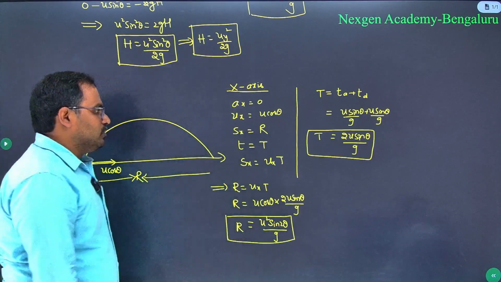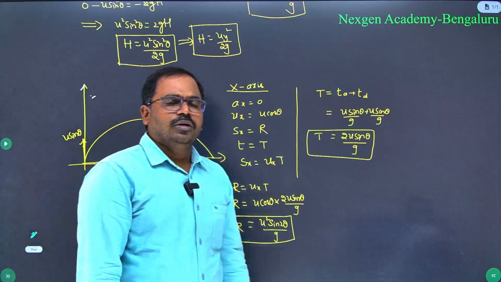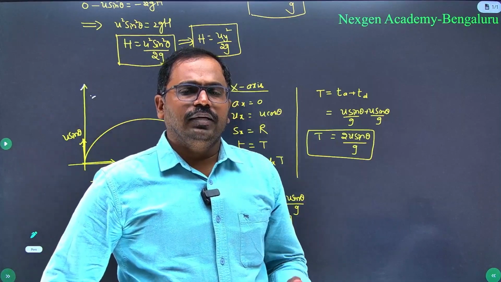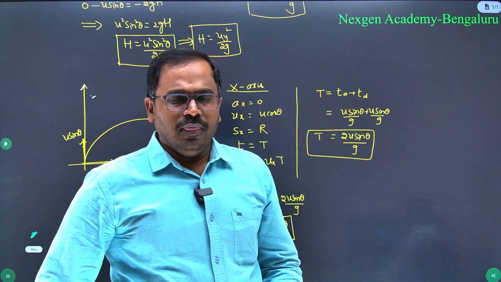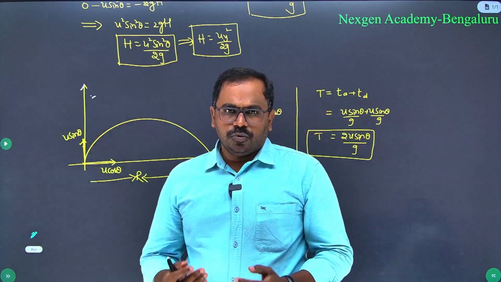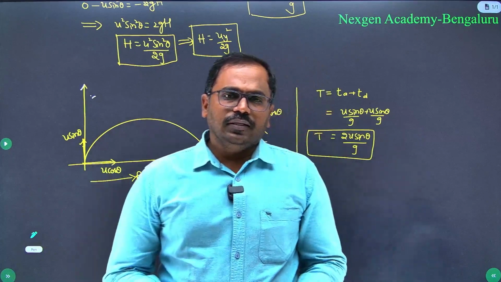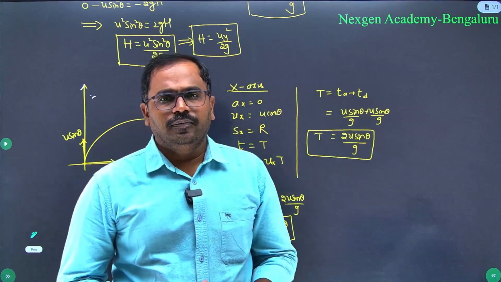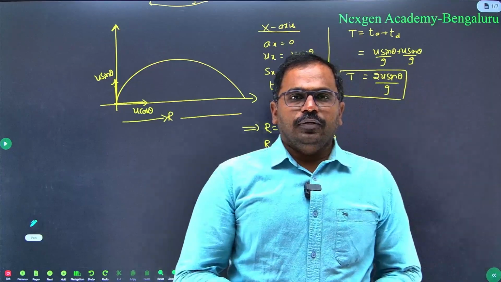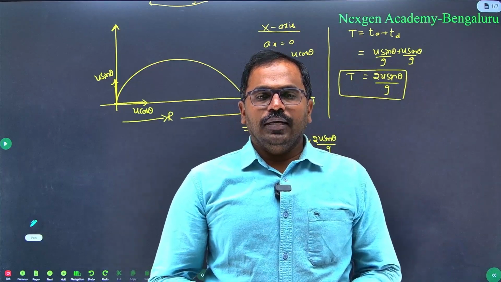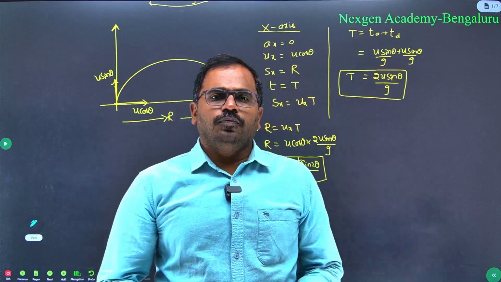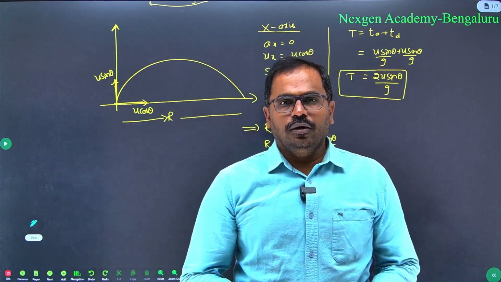So these are the parameters we must know about the projectile. What are those? Time of ascent, time of descent, time of flight, horizontal range, maximum height. All these parameters we should know. Then only we can solve the questions on projectile. So far we derived the expression for the horizontal range, maximum height, time of ascent and time of descent. Also few more parameters we need to discuss on projectile.